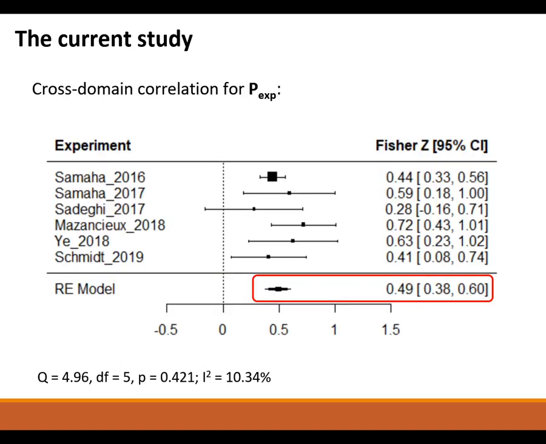This is the main result of the meta-analysis. We can see that the correlation for the Pexp across perceptual and memory domains is positively significant, suggesting that there is significant domain generality in the usage of confidence scale across perceptual and memory domains.